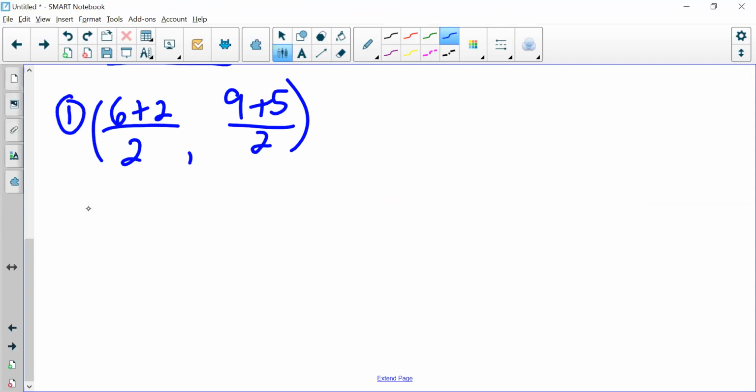What's your midpoint? I know you guys already calculated it. What's your midpoint? 4 and 7. I thought you said 1 at first. Okay, good.